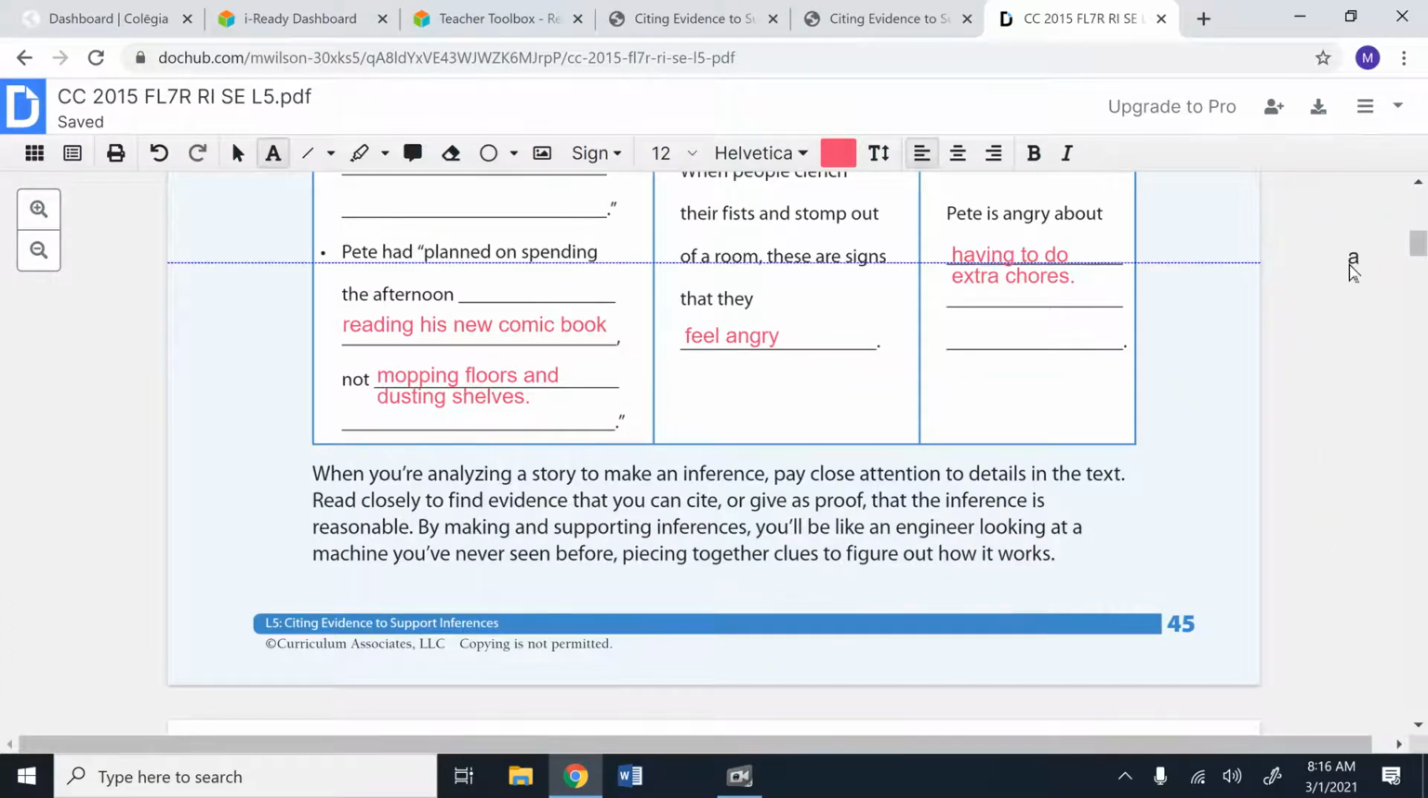When you analyze a story to make an inference, pay close attention to details of the text. Read closely to find evidence that you can cite or give as proof that the inference is reasonable. By making and supporting inferences, you'll be like an engineer looking at a machine you've never seen before, piecing together clues to figure out how it works.